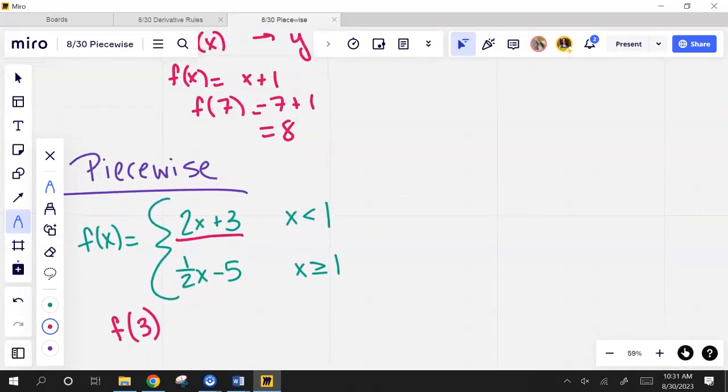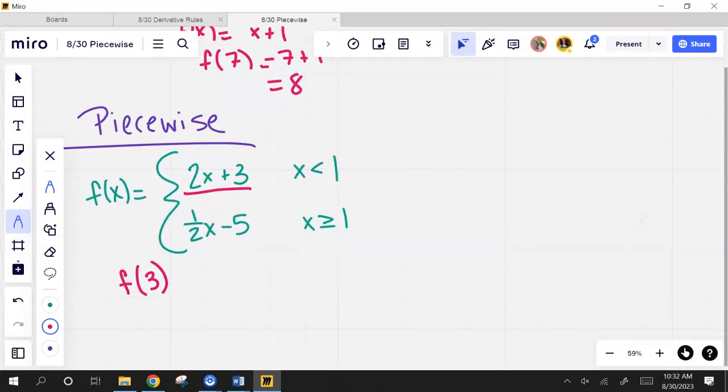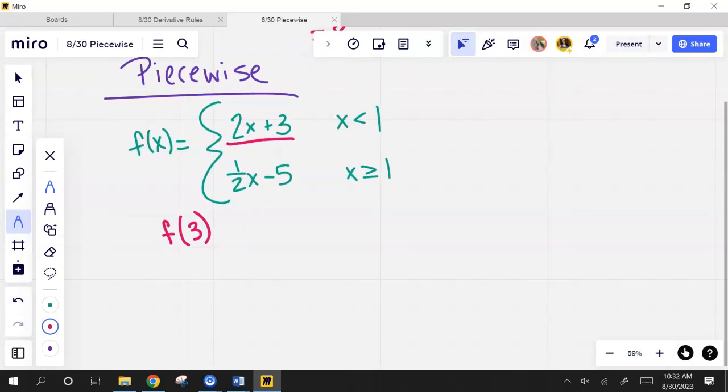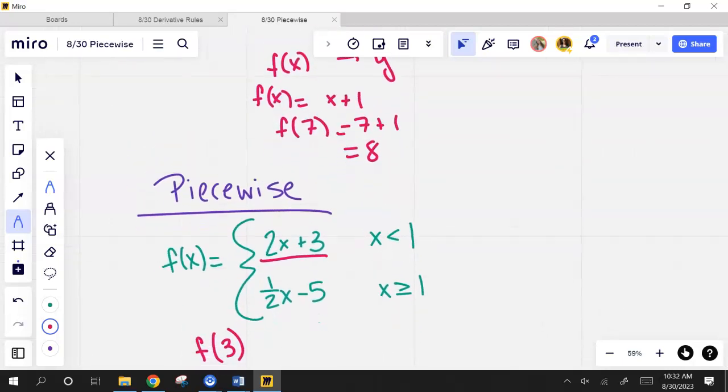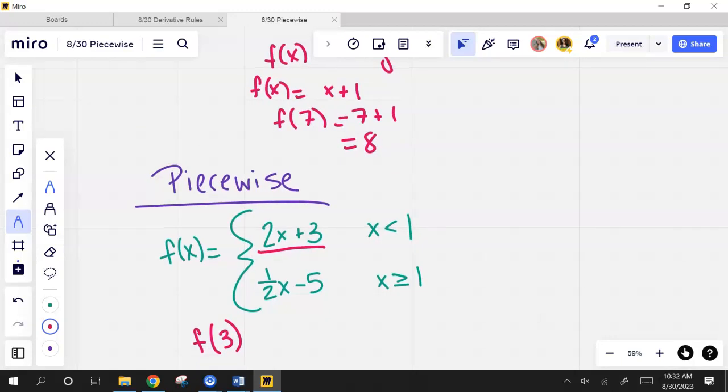So looking at this example, if I asked you what is f of 3, where are you going to plug that in? The x, but remember it's a function, so I can only have one y. The one in the bottom. Why the one in the bottom? 3 is bigger than 1. That's exactly right. The x is what's in parentheses. So is x bigger than 1 or smaller than 1? It's bigger, so I'm going to use the second equation. So f of 3 is going to be 1/2 times 3 minus 5.